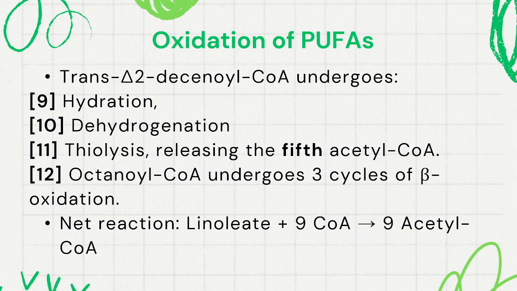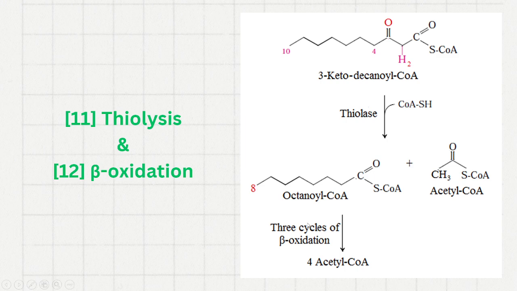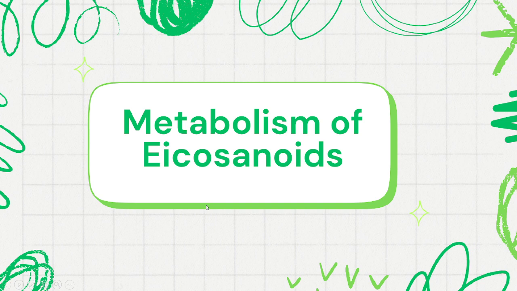And then the cycle of beta oxidation, hydration, dehydrogenation, thiolysis, ending up with an octanoyl CoA. And this octanoyl CoA will proceed by thiolysis to release an acetyl CoA and octanoyl CoA. Then we undergo multiple cycles of beta oxidation.